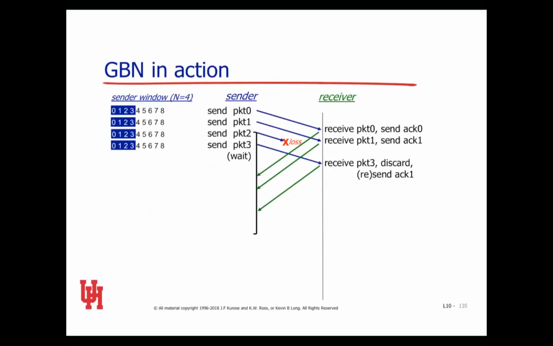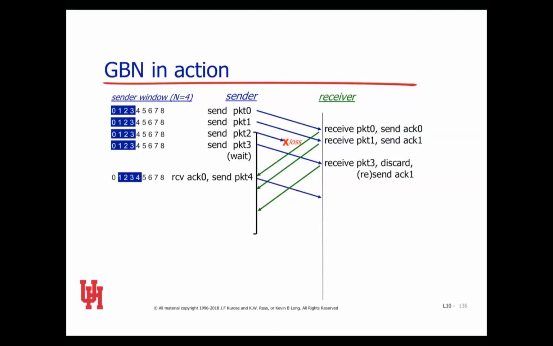The dark blue rectangle here is my window. So I have a window size of 4. And assume I have an infinite supply of data from the application, I'm going to send all 4 packets at once. Packet 0, 1, 2, 3. They're all going to go out. Packet 2, the third packet, gets lost. So I receive packet 0, I send an acknowledgement for it. I receive packet 1, I send an acknowledgement for it. Packet 2 never arrives. I receive packet 3, I throw it out, and resend the acknowledgement for packet 1.